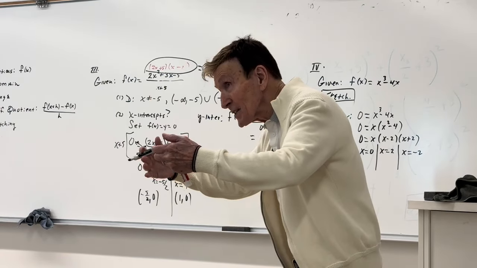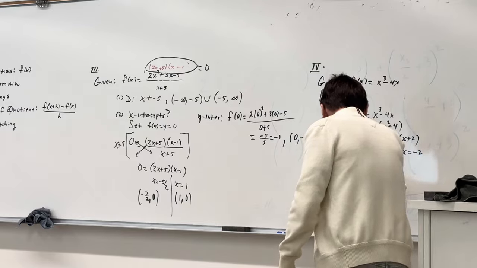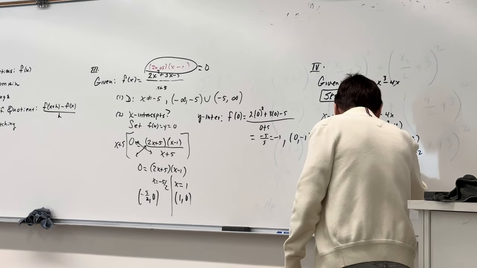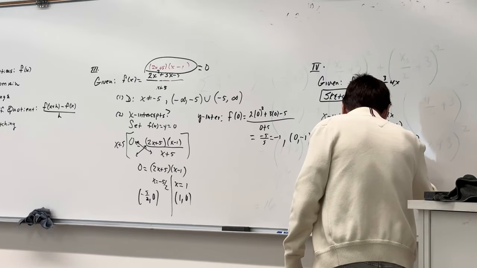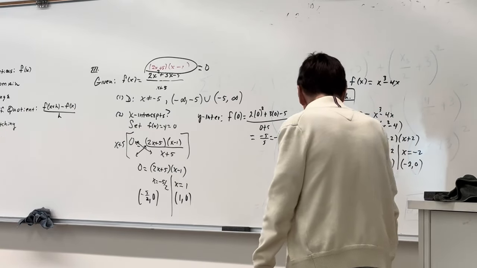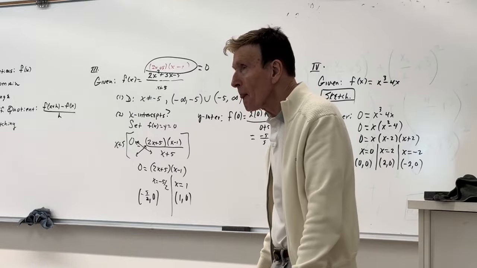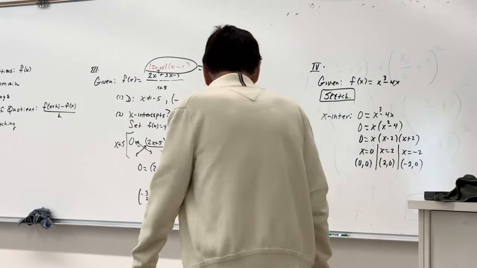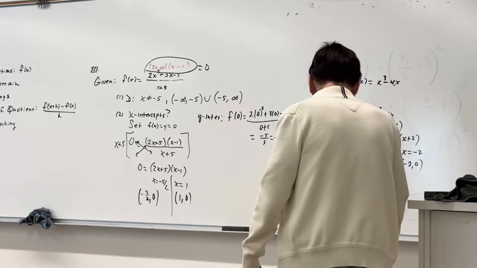And since I'm talking about x-intercepts, I prefer them written as ordered pairs. This is an ordered pair. That's my x-intercept. I don't have the graph yet, but I know the x-intercepts. In fact, I have three x-intercepts.